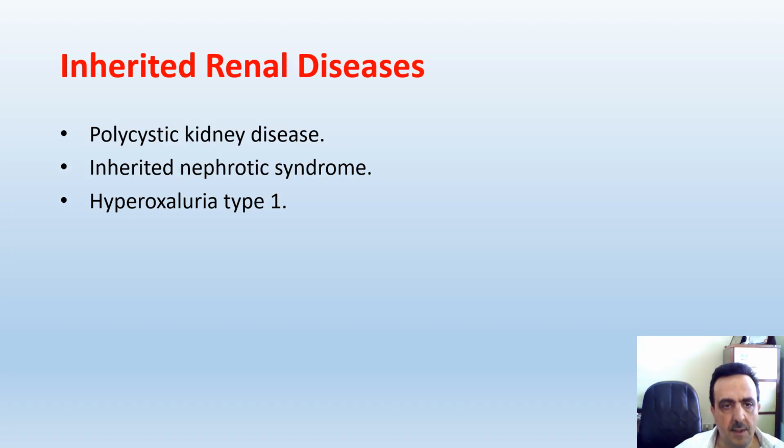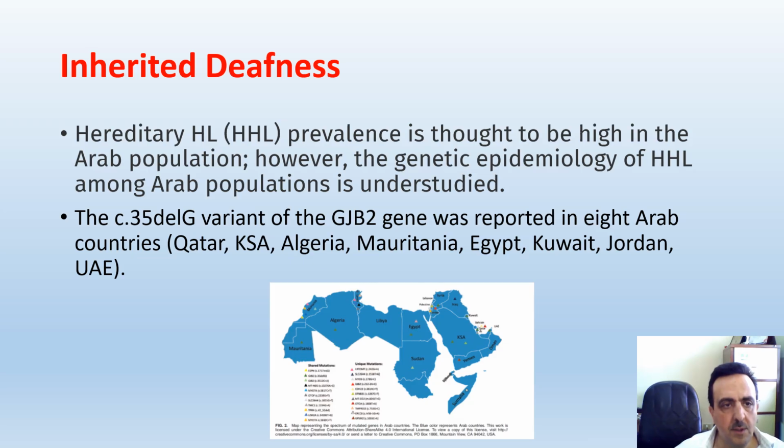The most common inherited renal diseases in the Arabs are polycystic kidney disease, inherited nephrotic syndromes, and hyperoxaluria type 1. Inherited deafness is quite common in the Arab region because, as we said before, of consanguinity. And we can see here from this map that the most common variant is 35delG, which is quite common in most of the Arab countries.